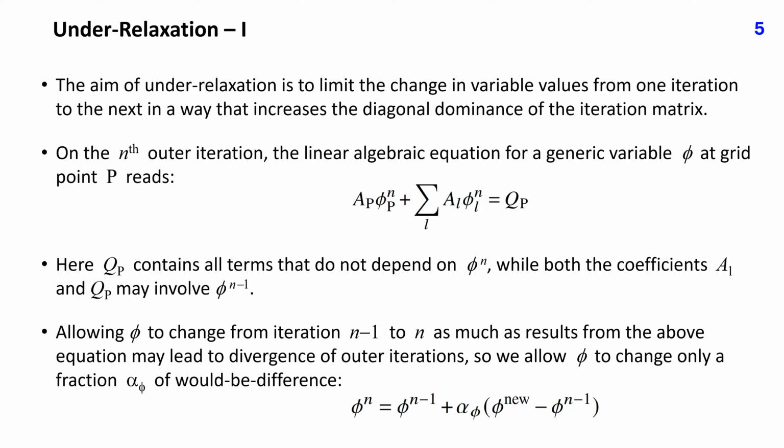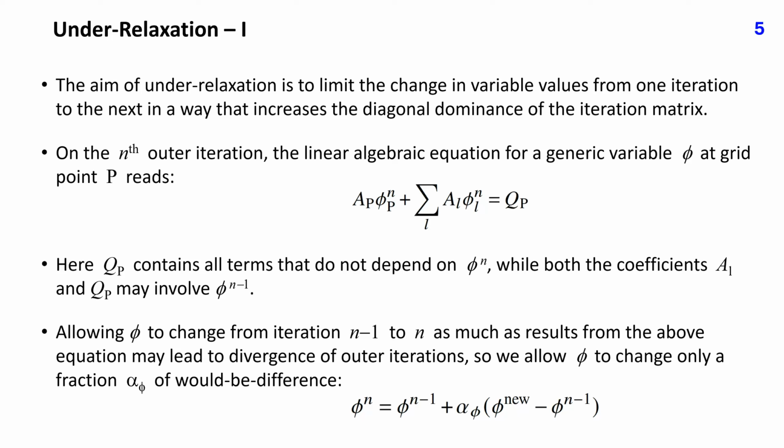On the nth outer iteration, the linear algebraic equation for a generic variable phi at grid point P reads like this. P denotes the grid point or control volume center at which the variable value phi_P is to be computed, and the summation is over all neighbor grid nodes or cell centers from the computational molecule, typically the nearest neighbors. Q_P contains all terms which do not depend on the solution phi^n, but both Q_P and the coefficients of the matrix A may involve the solution from the previous outer iteration because of linearization.